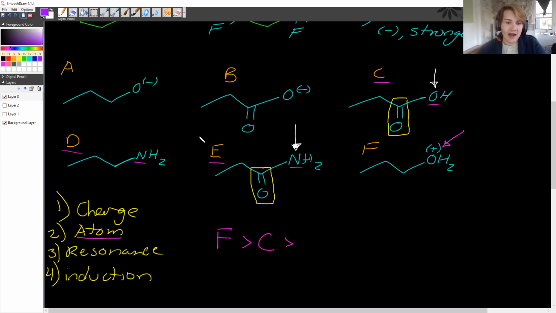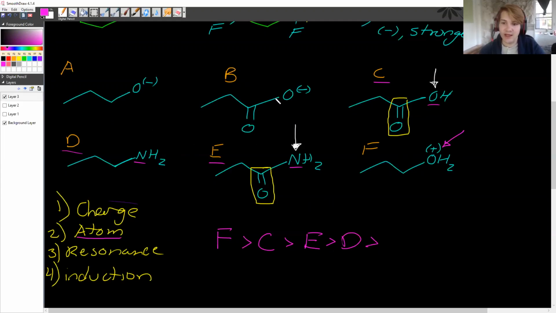And so now we're comparing D and E because these are both neutral molecules, so I can skip charge. Now I go into the atom. Well, they're both nitrogen, so I go to the next one. Oh, resonance. So who has more resonance? Oh, it's E. So of course, E is going to come before D. Finished up all my neutral molecules.